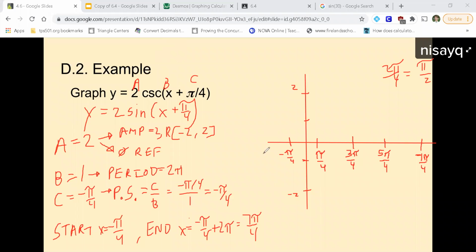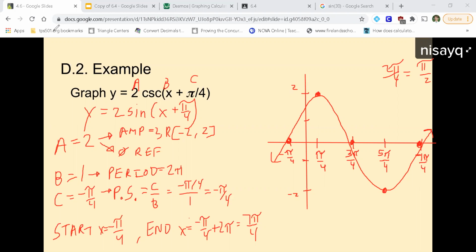All right, remember sine's pattern is intercept, maximum, intercept, minimum, intercept. So its graph looks like this. Wait. Oh, that's wrong. That's better. I'm like, that looks weird. There we go.